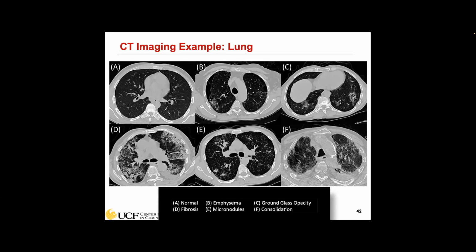We can also use CT images to diagnose some diseases of the lung. Image A shows a normal lung, and B shows emphysema, a condition where the air sacs of the lung are damaged and enlarged, causing breathlessness. And in the third case, image C, we have ground glass opacity, which refers to a hazy gray area of the lung.